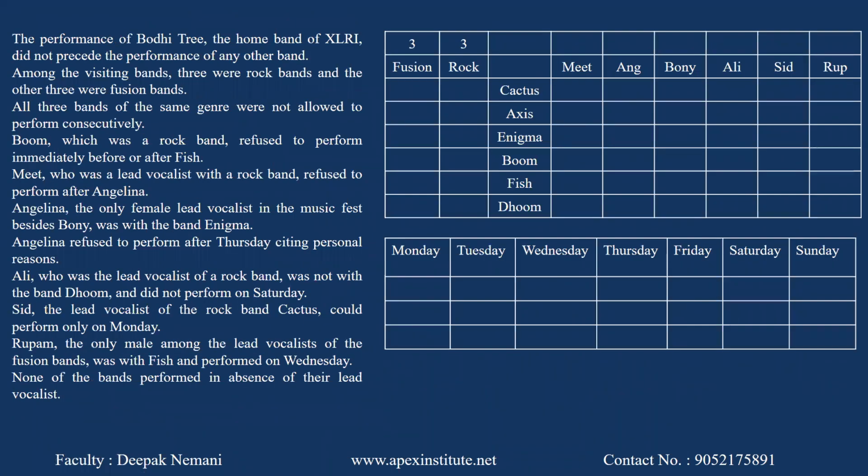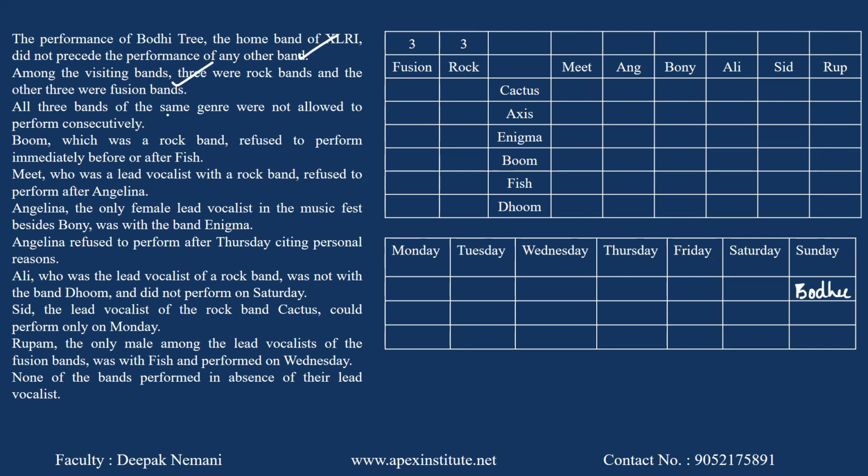Now, coming to this question. The performance of Bodhi, the home band of XLRI, did not precede the performance of any band. So you have Bodhi performing on Sunday. Done. Bodhi is the home band, so all the remaining 6 bands are visiting bands. So you have 3 rock bands and 3 fusion bands.